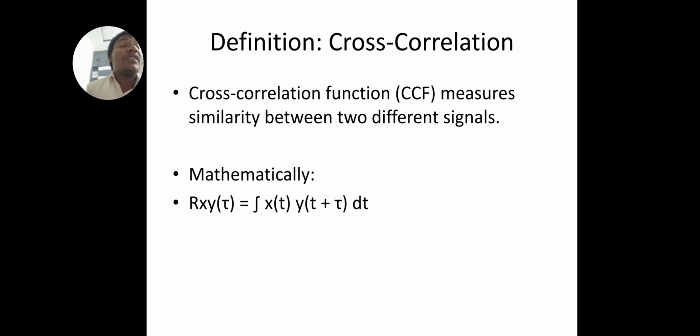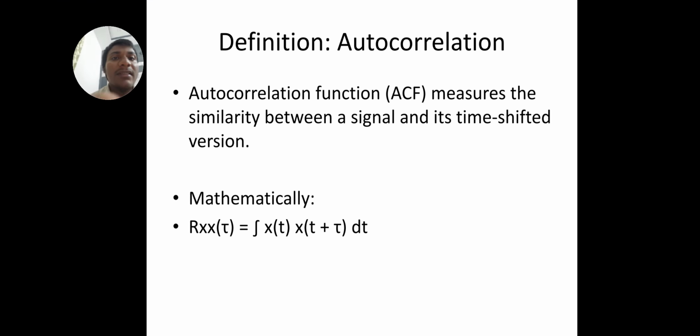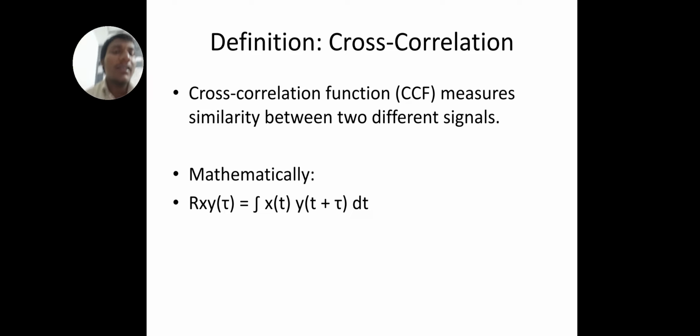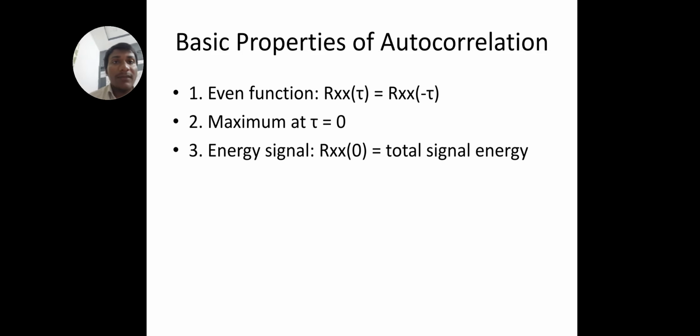And the definition of cross correlation. The cross correlation function, represented as CCF, measures the similarity between two different functions. It is represented as Rxy, where xy means two different variables. Here Rxy of tau equals the integral of x of t times y of t plus tau dt. Cross correlation measures the similarity between two different signals.